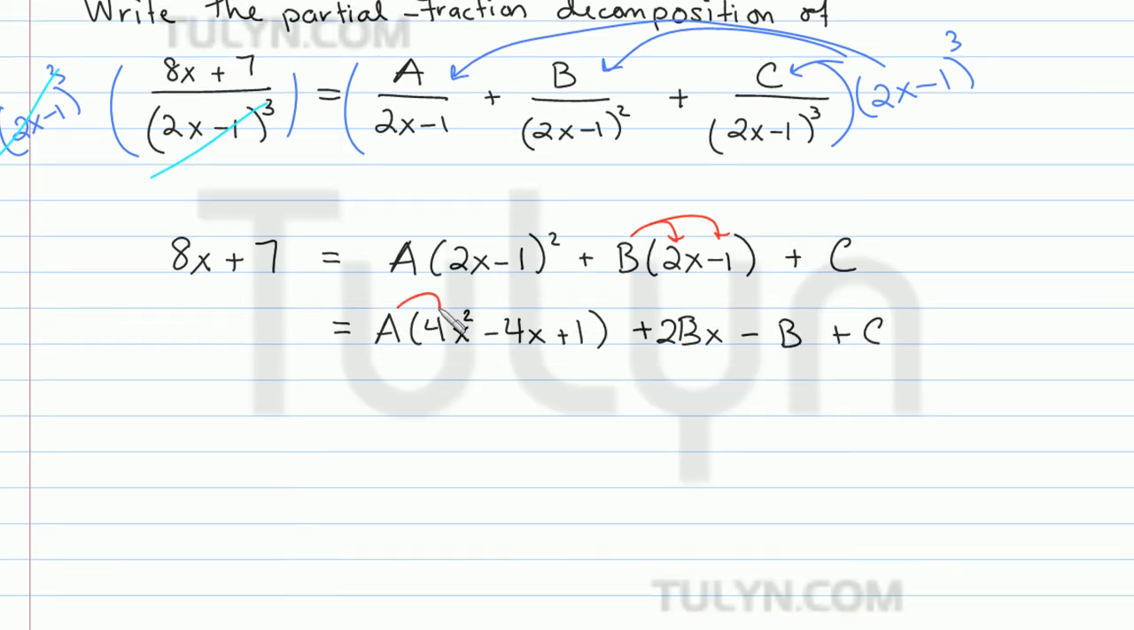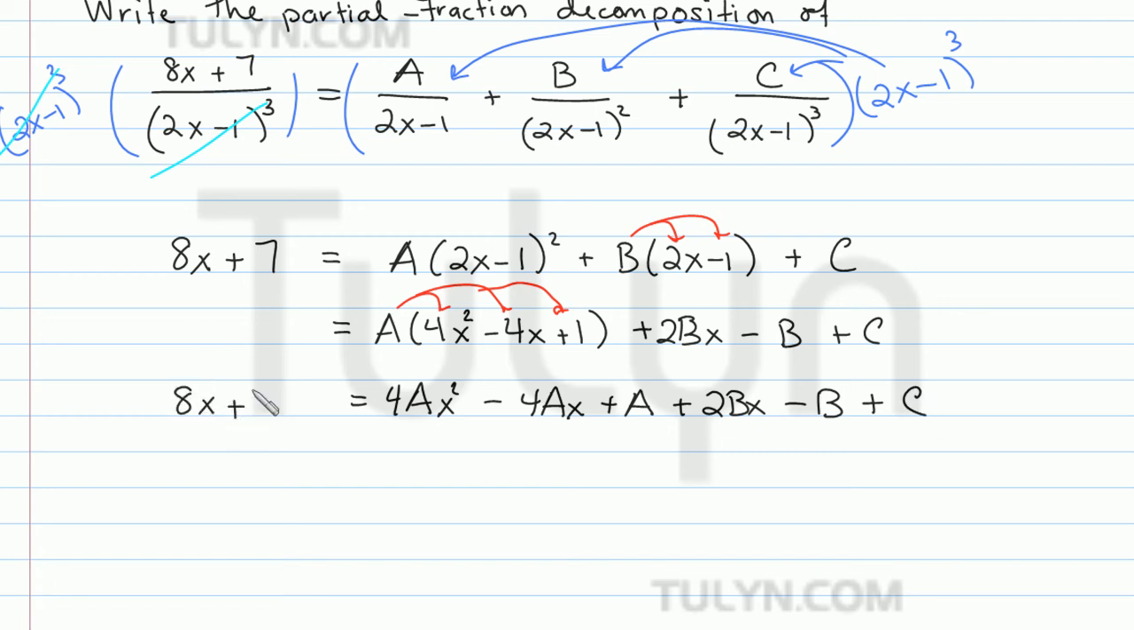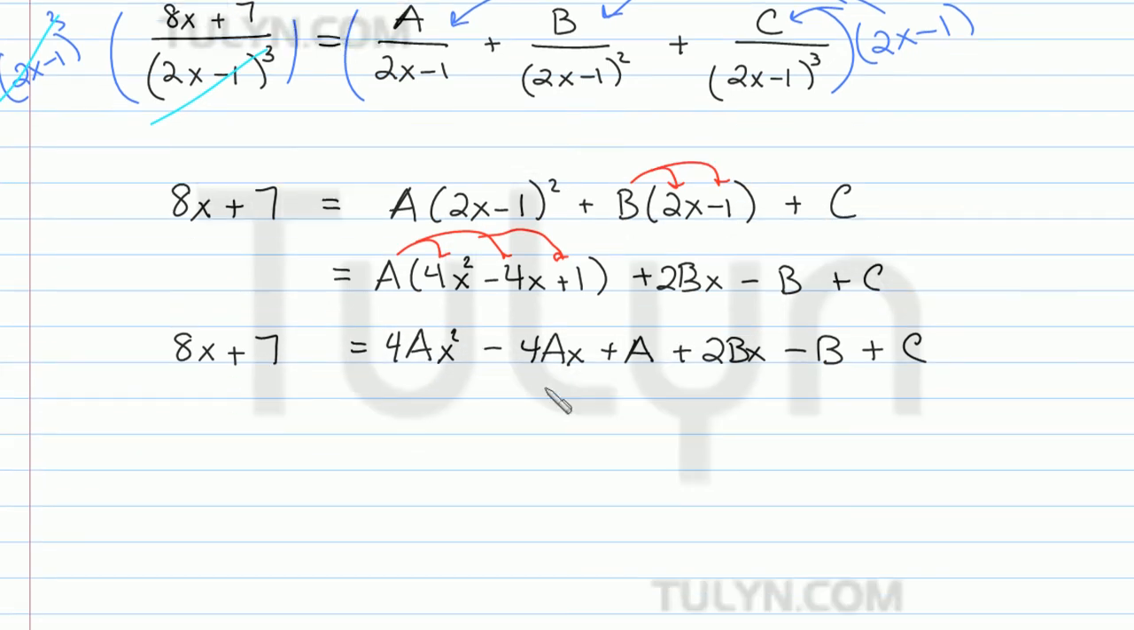And then finally, I want to distribute this A. So we get 4Ax^2 - 4Ax + A + 2Bx - B + C. And now notice that this has to be equal to 8x + 7. Since these are equivalent, all the coefficients for the x terms have to be equal to 8, all the constant terms have to be equal to 7, and the coefficient of the x^2 term has to be equal to 0.